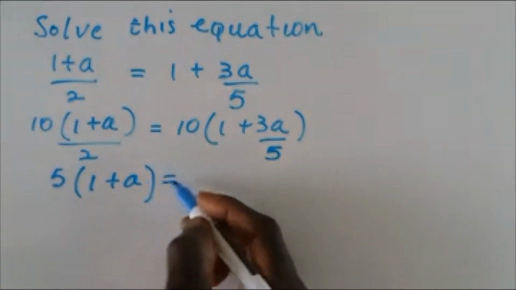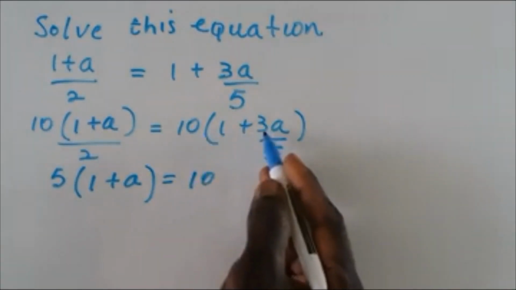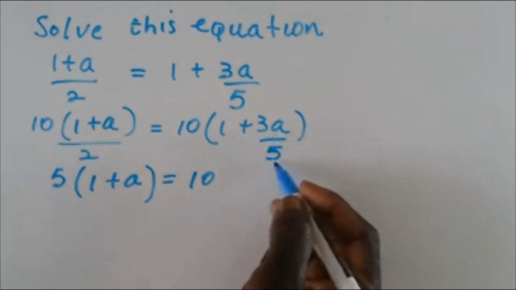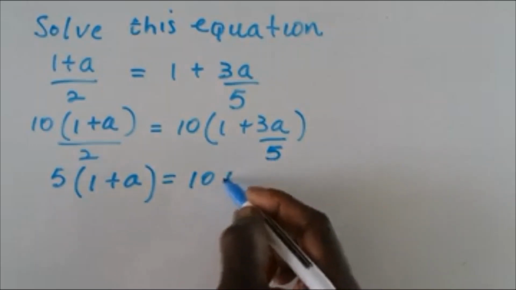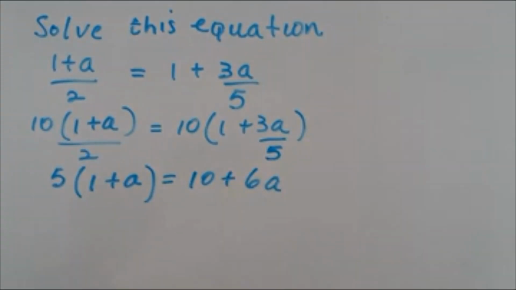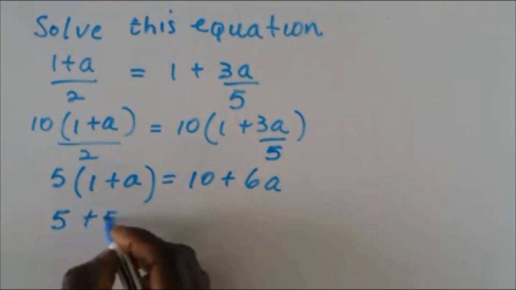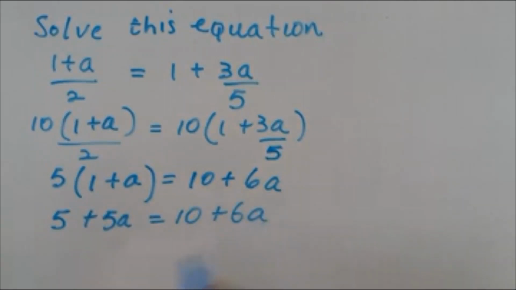And we clear the brackets here, we have 10. 10 times 3 is 30. 30a over 5, sorry, will give us 6a. And now we clear the brackets here to give us 5 add 5a is equal to 10 add 6a.